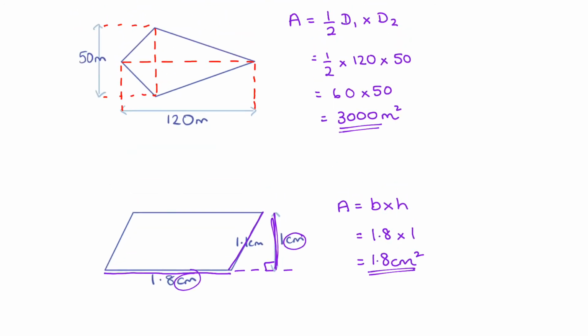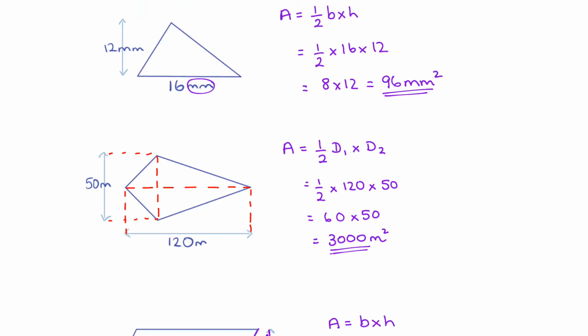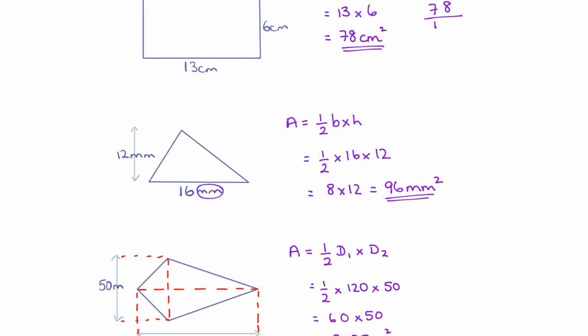Okay, so that's us finished with area now for this week. So we've looked at areas of all different shapes. Next week, we're going to go on and look at areas of composite shapes, which are what you get when you put more than one shape together.